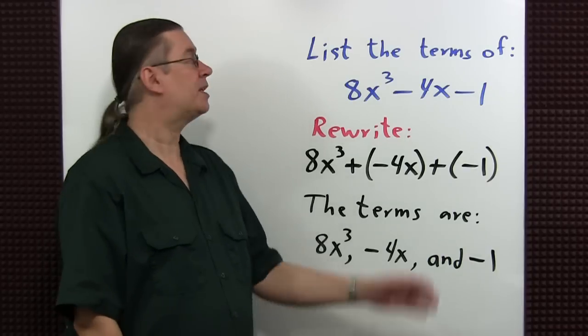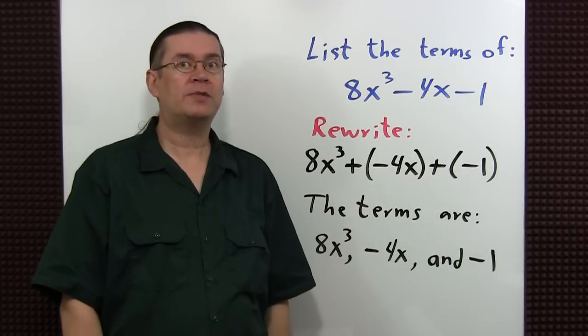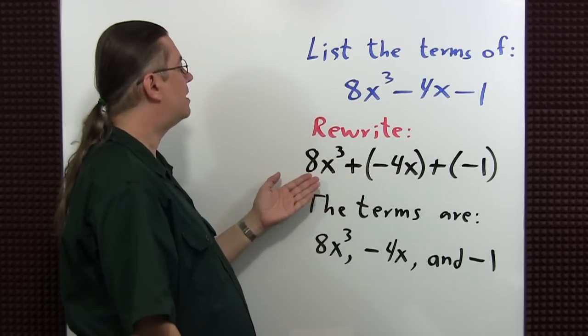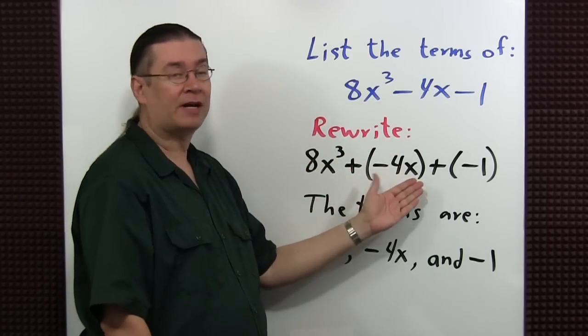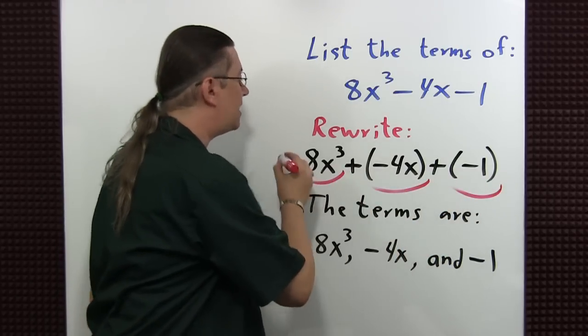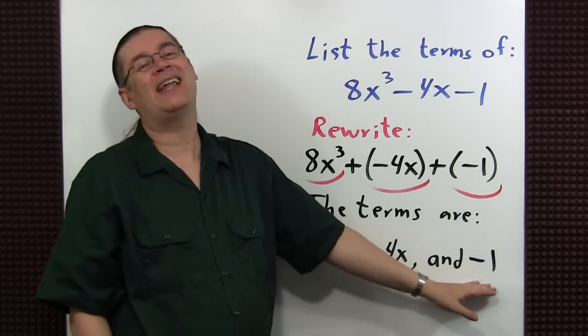Now let's list the terms of 8x cubed minus 4x minus 1. Terms are separated by plus signs, so I need to rewrite this expression as follows. 8x cubed plus a negative 4x plus a negative 1. Here are my three separate terms: 8x cubed, negative 4x, and negative 1.